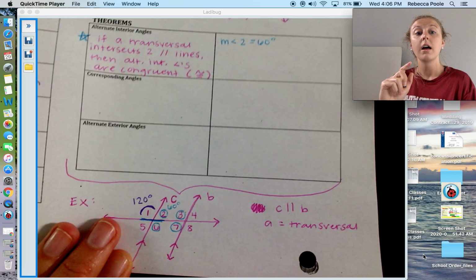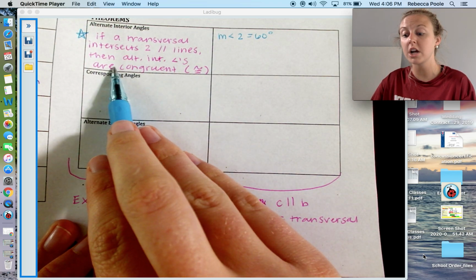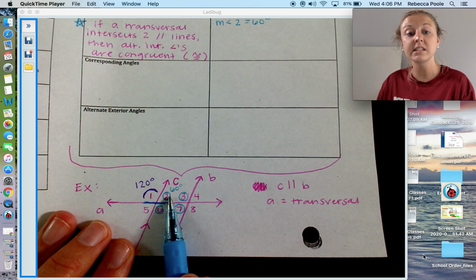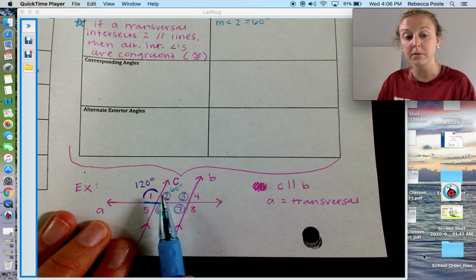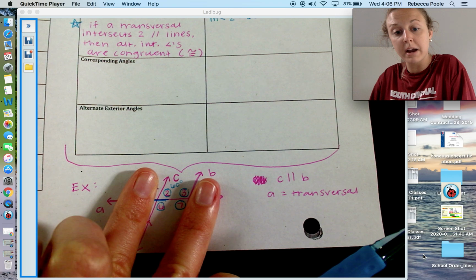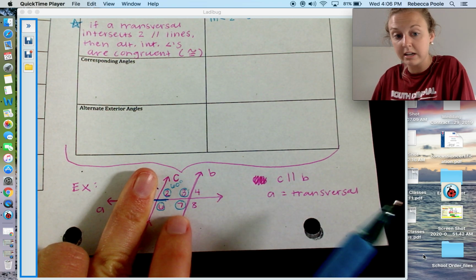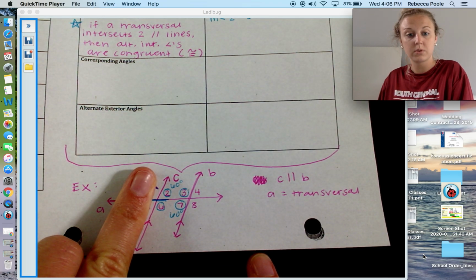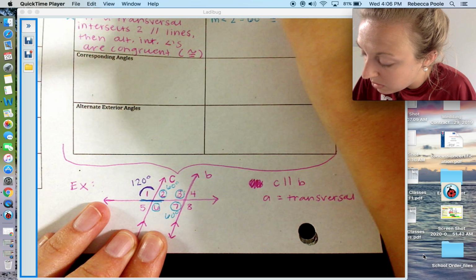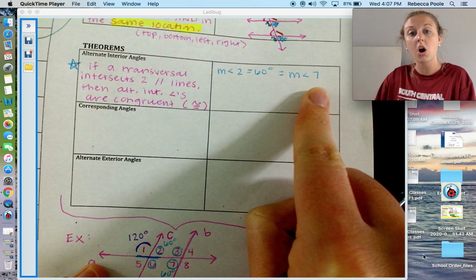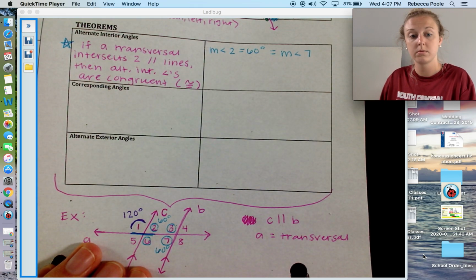Okay. This is saying that alternate interior angles are congruent. If you guys know this one is 60, find the inside opposite. This is top left, so we need the bottom right angle inside of the parallel lines. Well, the bottom right is 7. This one should also be 60. Okay, so that also equals the measure of angle 7 because 2 and 7 are alternate interior angles. Are we okay there? We should be.